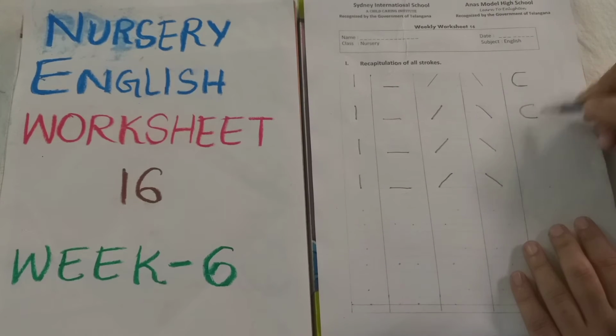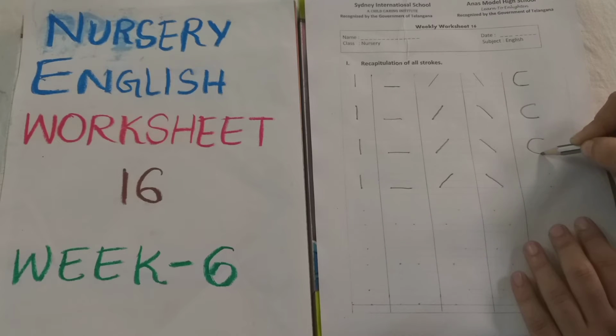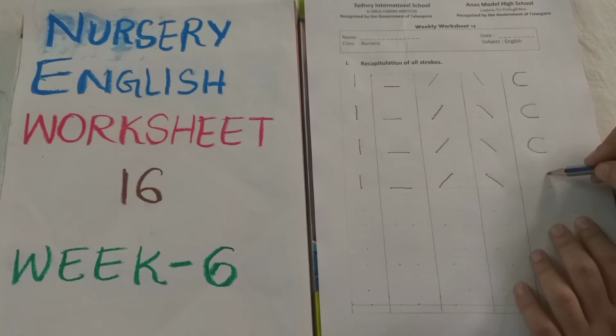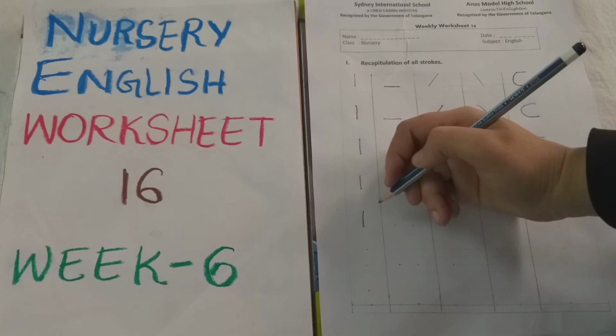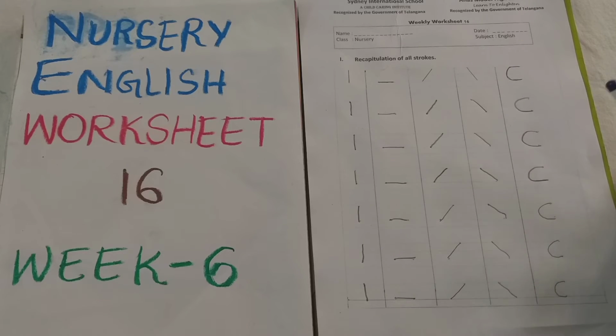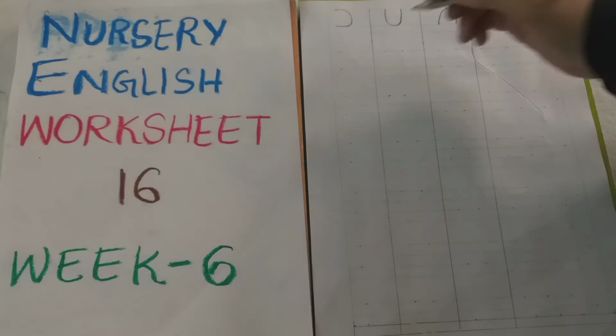Right curve. See, from this dot make a curve, then join this dot. Right curve, right curve. The same you have to do the full page. See, the full page you have to do, then turn the page. If you turn the worksheet number 16, then you will see more strokes.